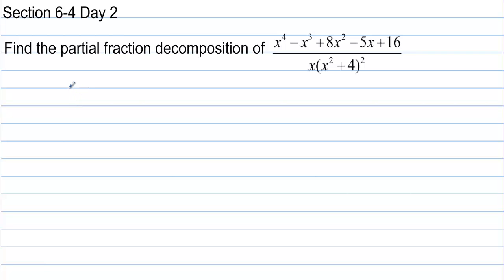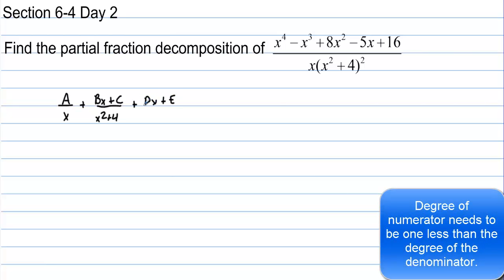Section 6.4, Day 2. Find the partial fraction decomposition of the following. Well, let's start out with looking at the denominator. This is already factored. And we have A over x plus Bx plus C over x squared plus 4, and then we have Dx plus E over x squared plus 4 squared.